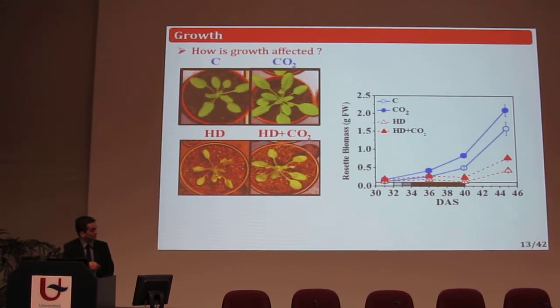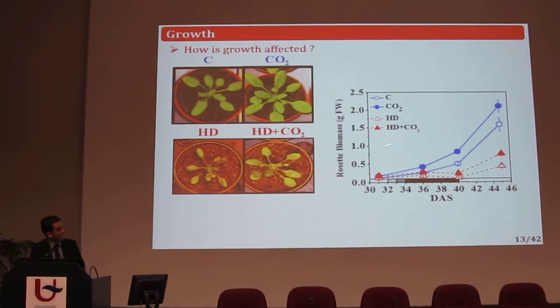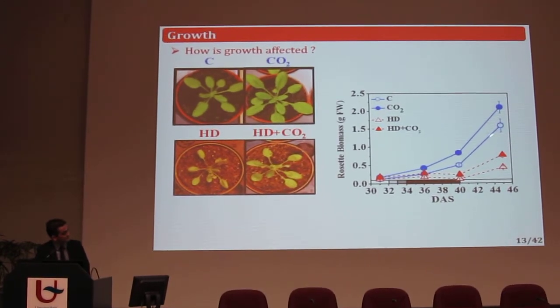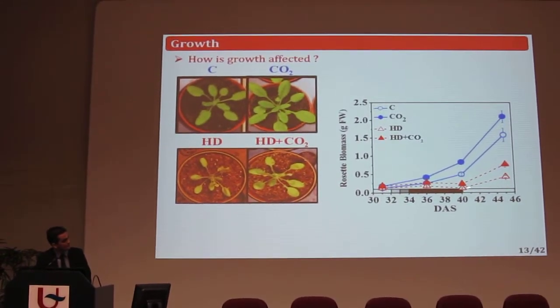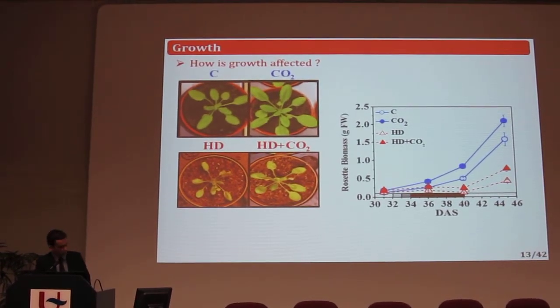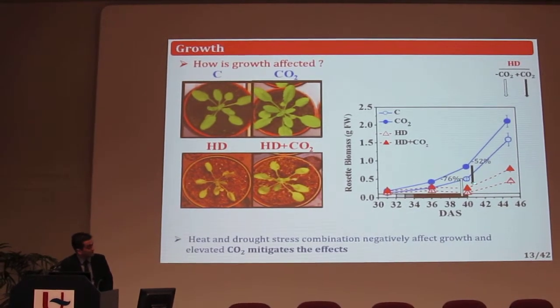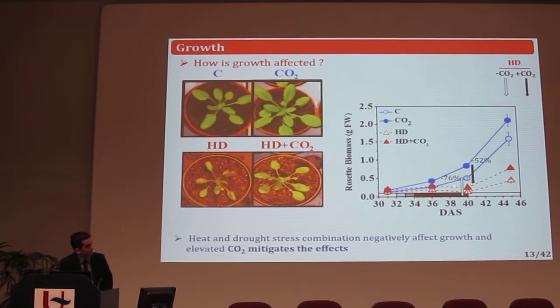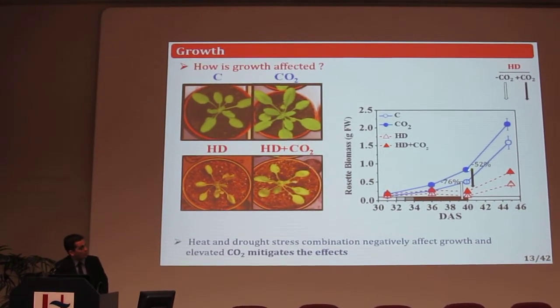So it becomes more clear here when we measure rosette biomass, and for example this represents our control. This is non-stressed elevated CO2 plants, and this is the effect of heat and drought in the presence of elevated CO2. So what is happening? The reduction in ambient CO2 is 76%, but in elevated CO2 it becomes only 52%.